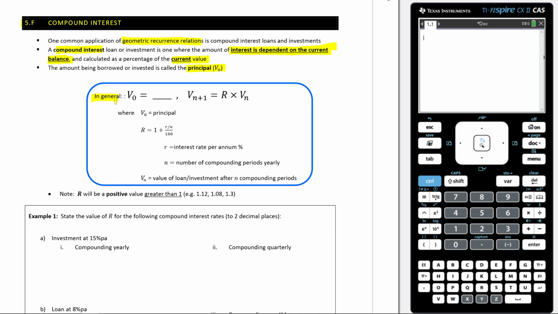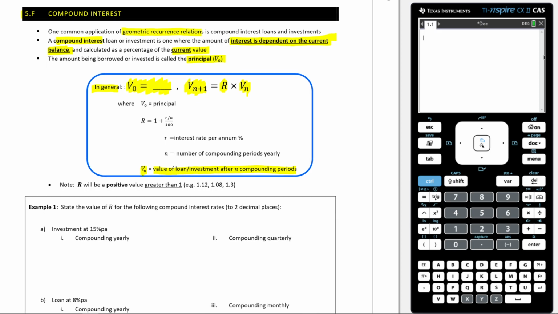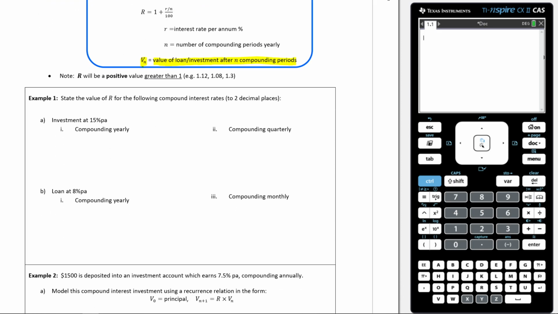All right, in general, you've got your recursion relation here for compound interest. So you've got your principal amount here. Then to find the next term, you're going to multiply V of n by R, where R represents the interest. Now, V of n here is the value of the loan or investment after n compounding periods. Now, the idea of a compounding period is going to be very important, and we're going to spend a long time talking about that here. Before we move on to that, can I just take note of this?